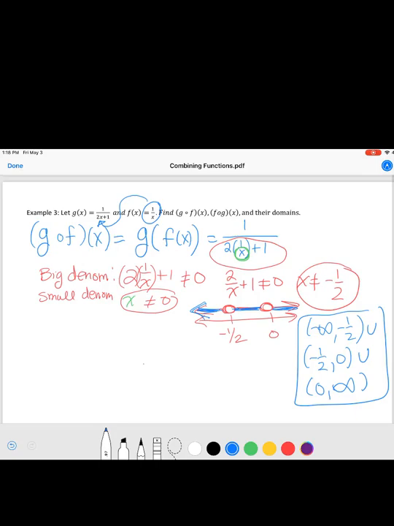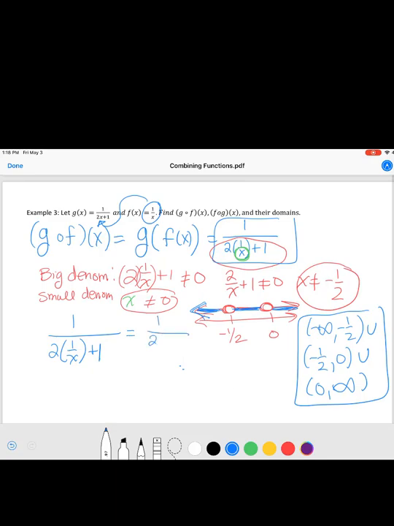Now, we have 1 over 2 times 1 over x plus 1. And we've got to simplify this now. So I didn't simplify it yet because I wanted to look for my domain, because we look at the unsimplified version to find the domain. And that one was a little bit tricky because we had 2 denominators to be concerned with. But now we still got to simplify it.